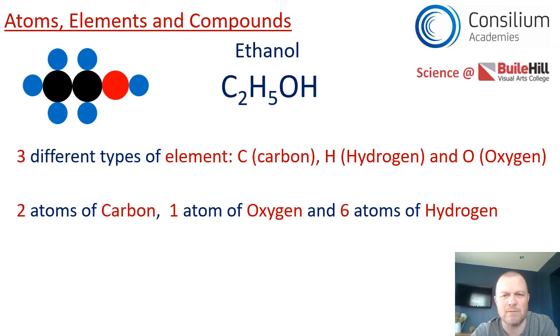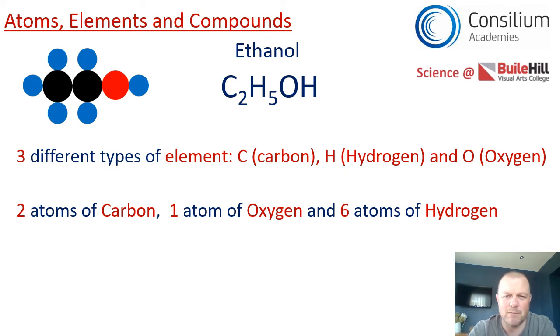It also tells me that the compound is made up of 2 atoms of carbon. That little 2 after the C tells me that there are 2 C's in the compound. It also tells me there is 1 atom of oxygen. So I missed out the H for a second and I've moved to the O. There is no number after the O, so that means that there is only 1 atom of oxygen.